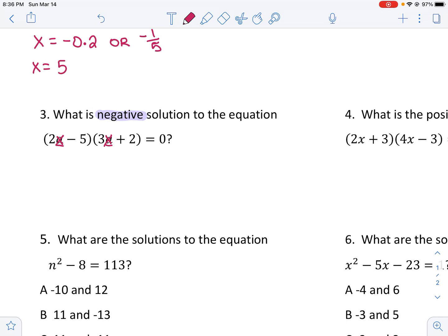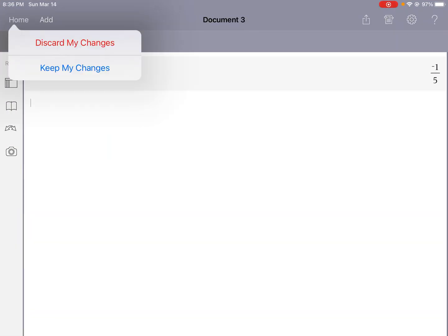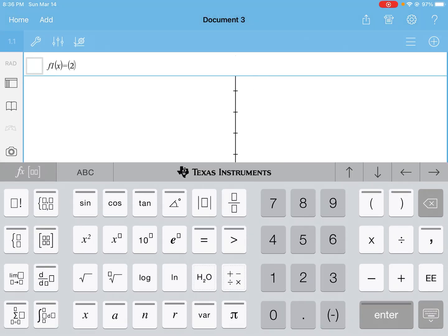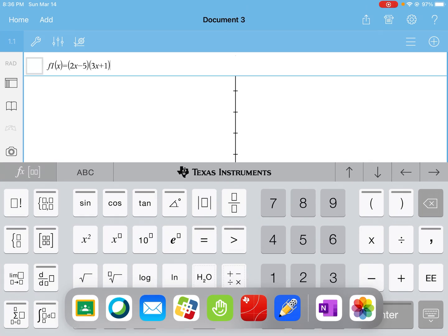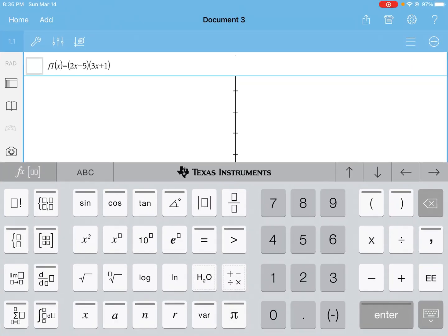It does not matter. So I have 2x minus 5 times 3x plus 2. Again, we had to make sure that it was set equal to 0, and we're just going to type in this part right here. So I'm going to go home, discard my changes, new graph. I'm going to type in my equation. It was 2x minus 5 and 3x plus 1. I think I have that wrong, and I messed up. Let's double check. 2x minus 5 and 3x plus 2. See, I told you I had it wrong.